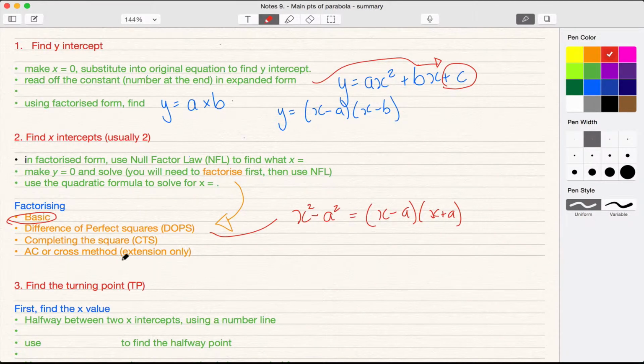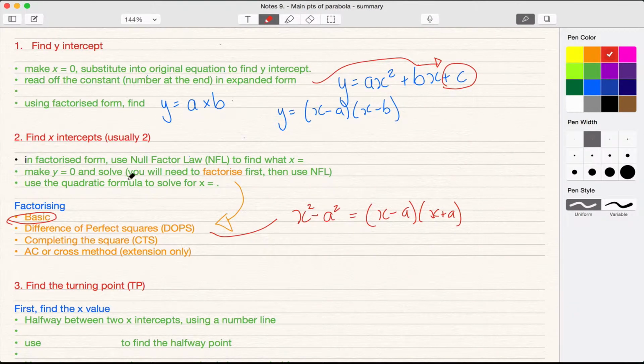Or the final method, particularly if you have a coefficient of x squared, a number in front of the x squared, then you can use the AC or the cross method. That's only something that you need to know if you're in extension maths. So that's how you can find the x-intercepts.